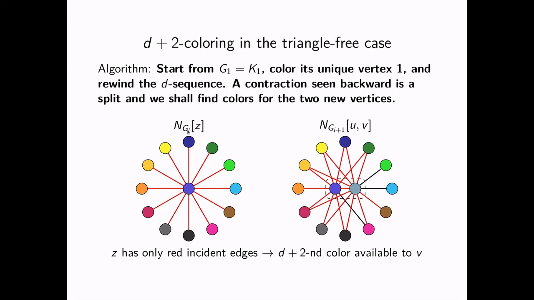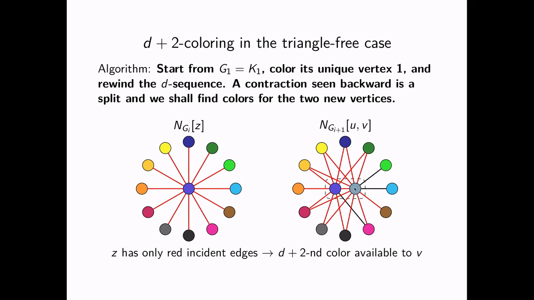Two cases. Now when you rewind, you're not merging vertices, you're splitting them. So we go from G_i to G_i plus 1. Either the vertex that is being split is only incident to red edges. In that case, by definition, you know that its degree is at most d. So here you see d plus 1 vertices, here you see at most d plus 2. So there will be one of the d plus 2 colors that you can use.